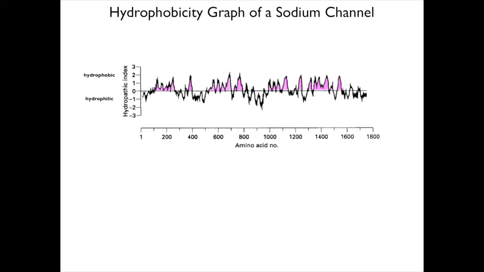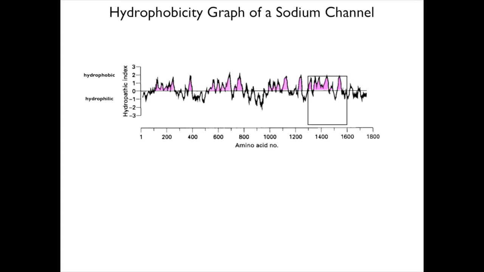Keep in mind that a sequence of about 20 hydrophobic amino acids would span the cell membrane and represents a transmembrane segment. The hydropathic index is plotted on the y-axis, where positive numbers indicate greater hydrophobicity, and negative numbers indicate greater hydrophilicity. Notice the colored peaks, each of which is composed of about 20 or 25 amino acids.